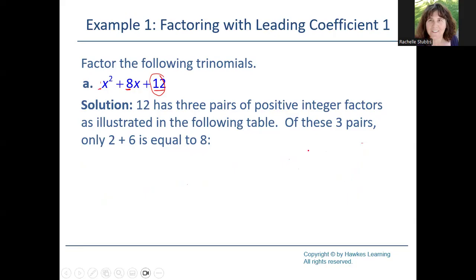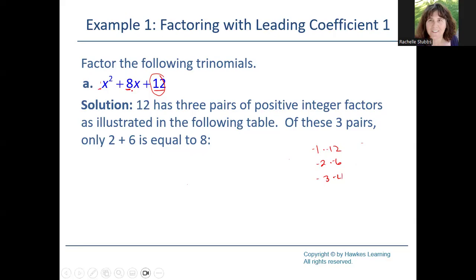The program here that I'm using likes to show the factors: 1 times 12, 2 times 6, 3 times 4, and those would be the factors that make a positive 12. There could also be a negative 1 times a negative 12, negative 2 times a negative 6, and a negative 3 times a negative 4. But negative 2 plus a negative 6 add up to a negative 8, and we have a positive 8 here.